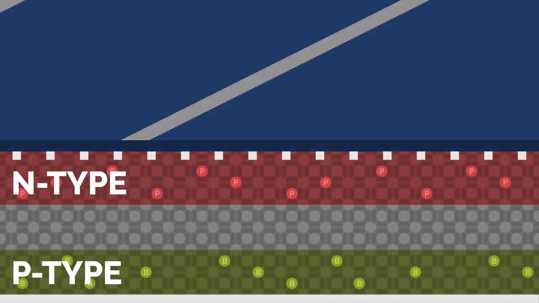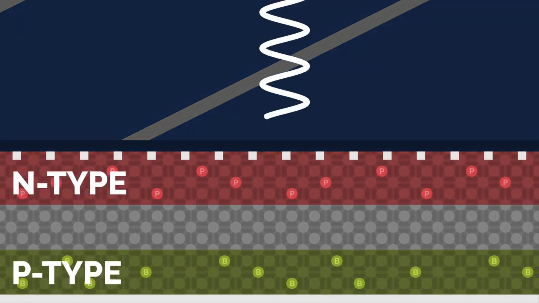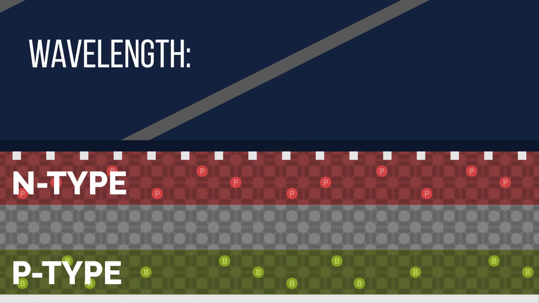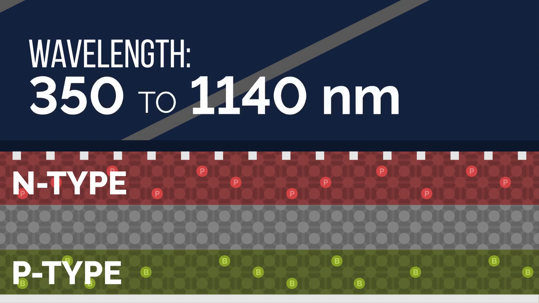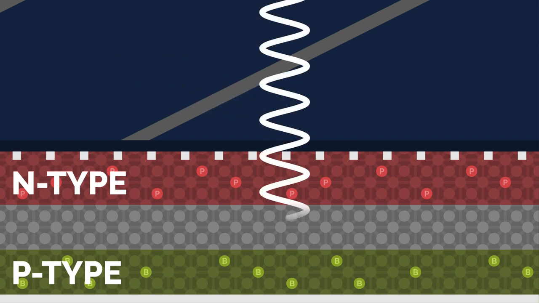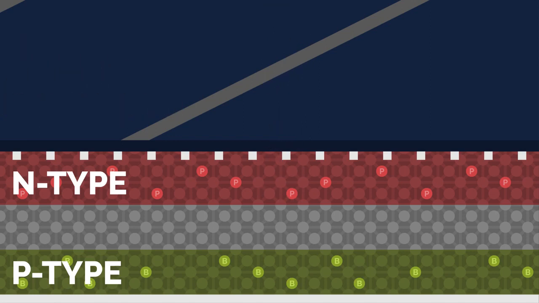When light waves hit the top surface of the silicon solar cell, only light with wavelengths from a specific window of the solar spectrum, 350 to 1140 nanometers, are absorbed into the middle layer of the solar cell. This range of wavelengths includes the visible spectrum. Ultraviolet wavelengths are so short they stop at the surface, and infrared wavelengths are so long they can't be absorbed and pass right through the cell or are reflected back.